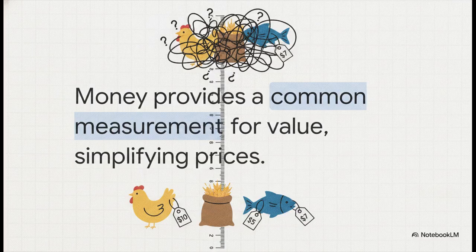And third, it acts as a unit of account. It creates a common language for value. Without it, we'd be living in a super confusing world where a TV costs 3 chickens, a bicycle costs 2 sacks of wheat, and a smartphone costs 15 fish. Comparing prices would be impossible. Money ensures that everything is measured using the exact same standard.